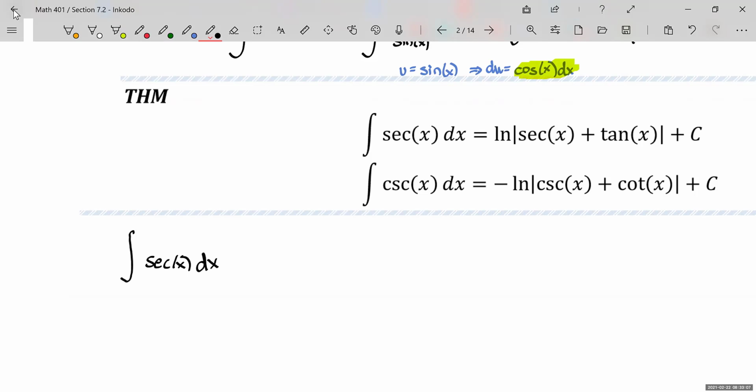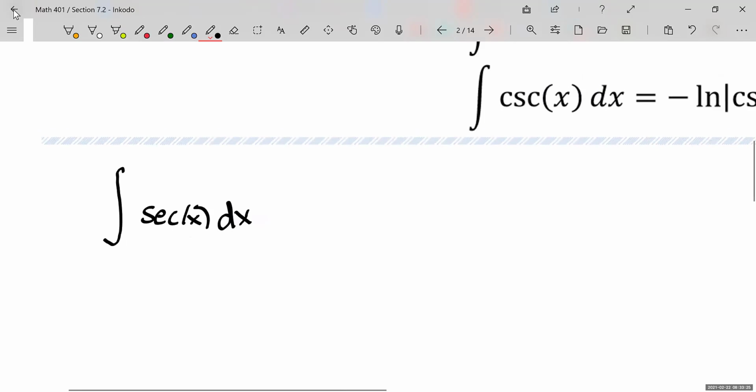Now, no matter how hard you try, a u substitution will not work here. You could write this as 1 over the cosine and let u equal cosine. It'll want to steal away a negative sign, which doesn't exist. So there's a lot of running into walls, basically, if you try to work with this.